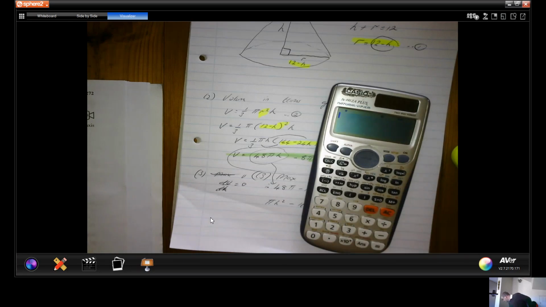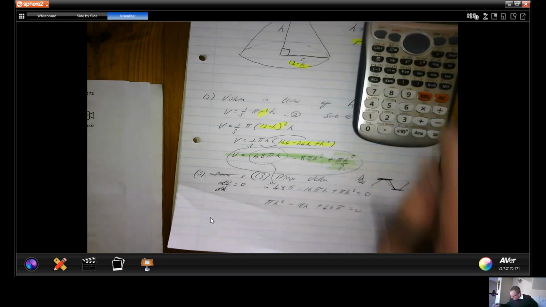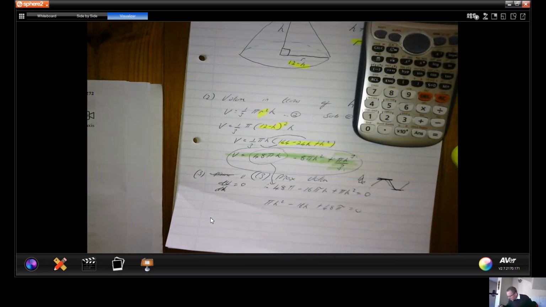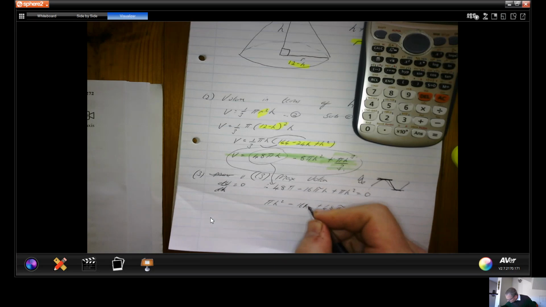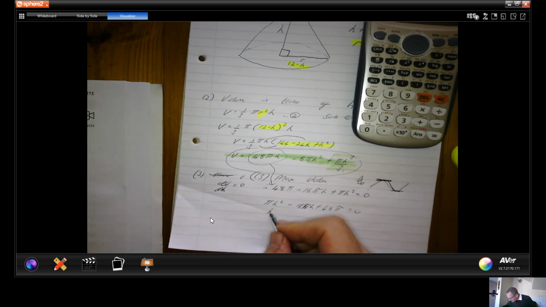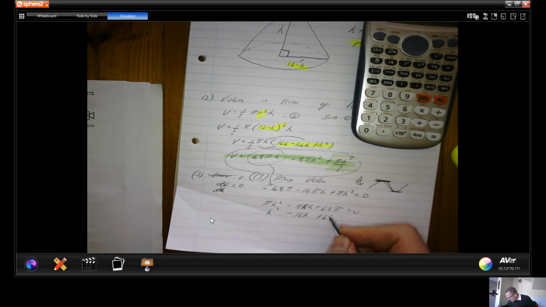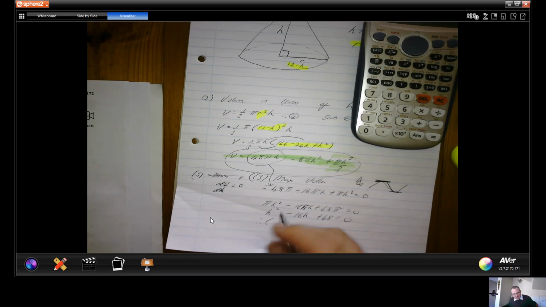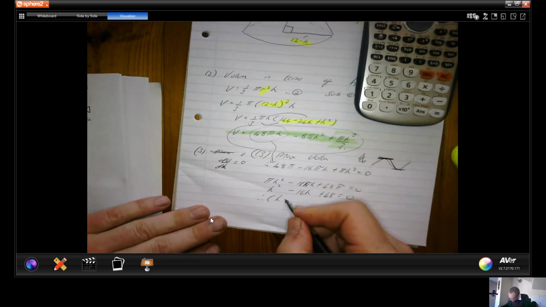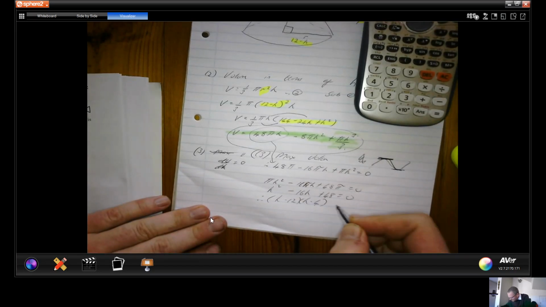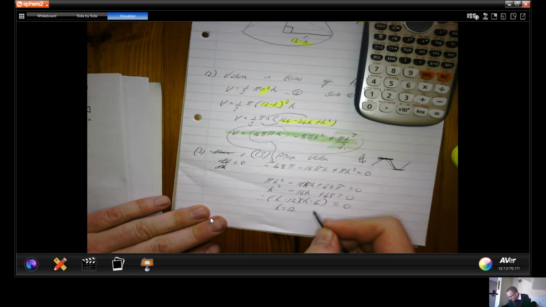I'm just double checking I'm correct. Well, actually, I'm being a complete dumbass. That's equal to 0, so let's divide everything by pi. I'm going to get h squared minus 16h plus 48 is equal to 0. That actually can factorize: 48, 12, and 4, so it will be h minus 12, h minus 4 is equal to 0. So you get h is equal to 12 or h is equal to 4.